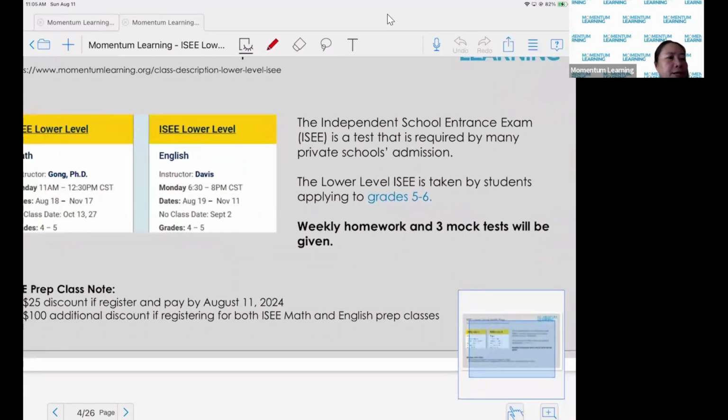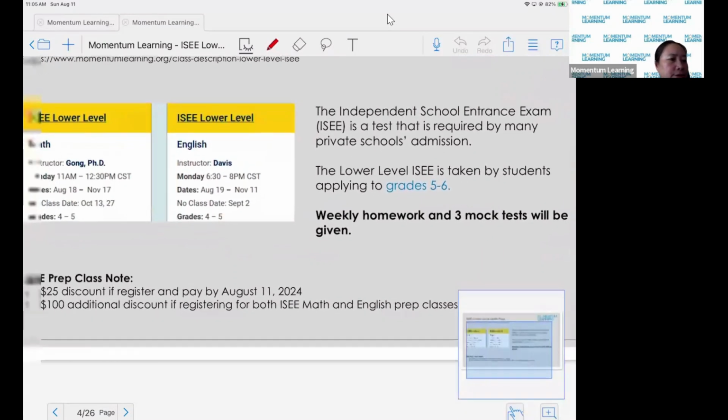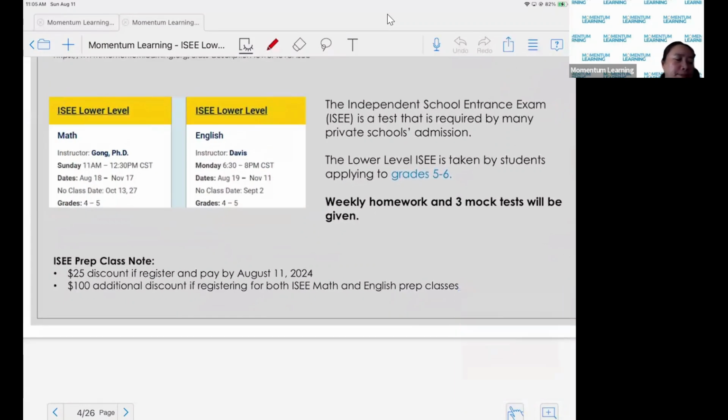This is a test required by many of the private schools, for both math and English. We have weekly homework, and we will offer 3 mock tests. Most of the mock tests will be taken at home, but at the very end, if time allows, we will have some quick test questions in class. If you register and pay by today, you will have some discount, and if you sign up for both math and English, you have an additional discount.